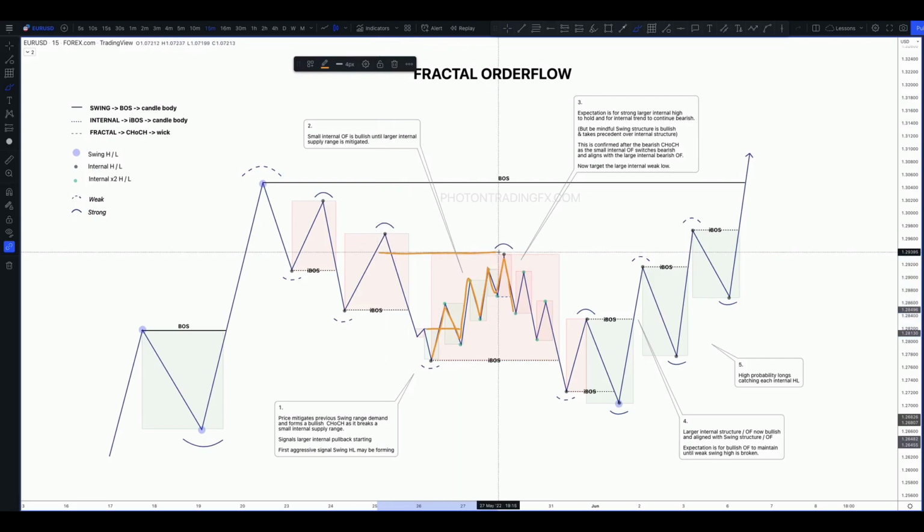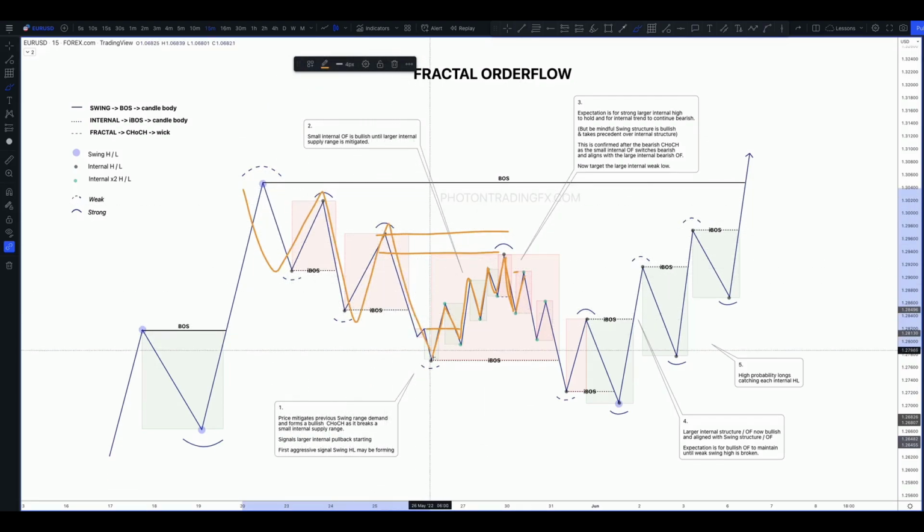And we expect that as price comes in towards that protected larger internal high, that gives us good confirmation that this is in play. Now this becomes that higher probability move if you want to play that next larger internal leg to the downside, because now the small internal structure is aligned with the larger internal structure, right? So we now have small bearish internal order flow, which is aligned with the overall larger bearish internal order flow, to catch that next movement down.